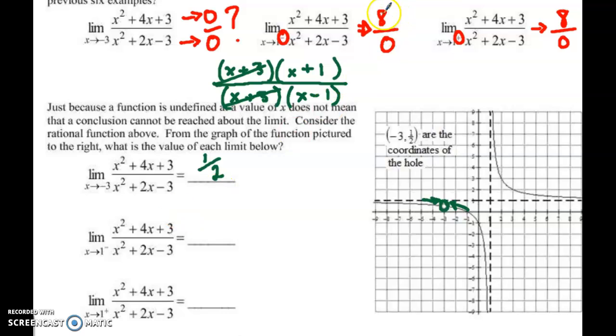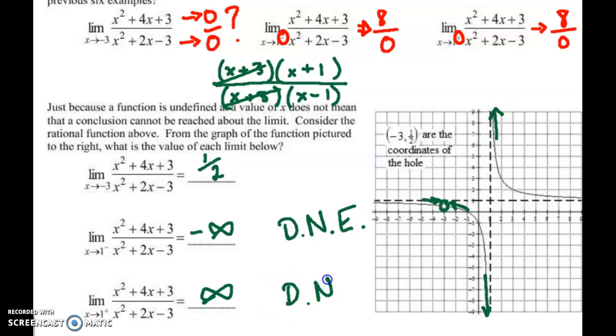And same thing with this one. When I had 8 divided by 0, on the left side, it's getting closer and closer to negative infinity. Now, I know I mentioned does not exist, and that is true, but you could state the behavior. And same thing with the right side, it is positive infinity. Again, the does not exist still holds true. And the difference between these is what kind of factors did we have?